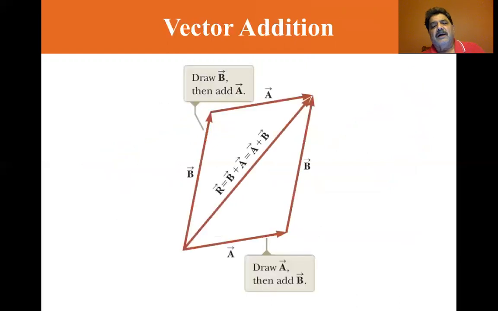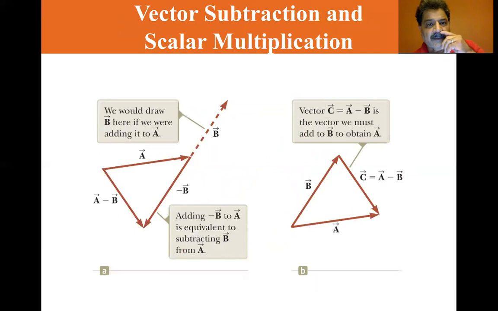Now let's show graphically that A plus B, which is the lower side of this image, is equal to B plus A. In one, you draw A and then you add B to it. In the other, you draw B and add A to it. And you'll see that you get the same resultant. B plus A equals A plus B. So there is a commutative property of vector addition.